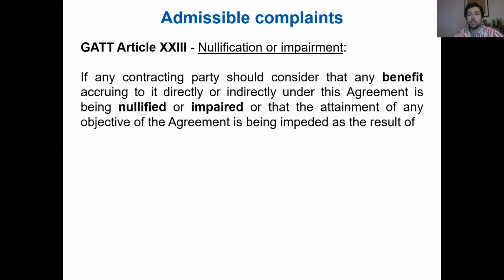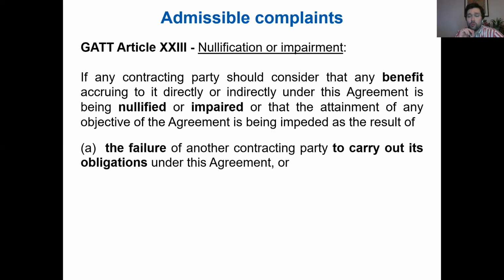However, this nullification and impairment, or the impeding of the objective, according to the provisions of Article 23, could take three forms. First, a benefit is nullified or impaired, or an objective of the agreement is impeded, as a result of the failure of another contracting party to carry out its obligations. This is simple. If any other WTO member is violating the rules, then we can clearly show that as a result our benefits have been nullified and impaired, and we can make written representations and initiate a formal dispute. But that is not the whole provision.